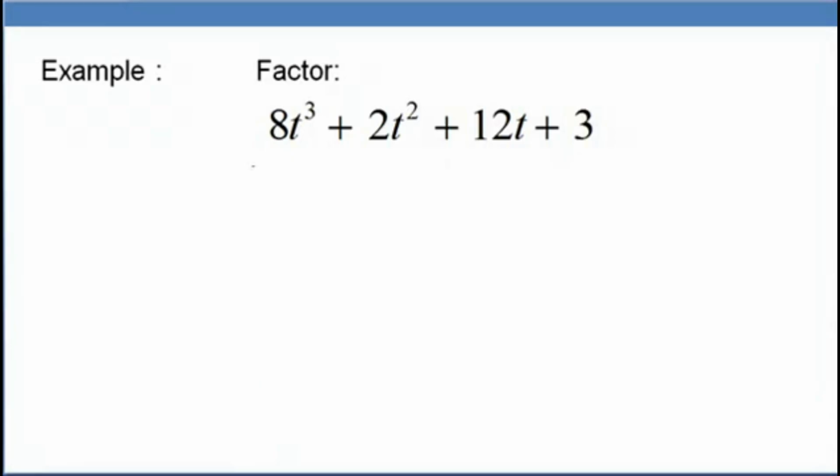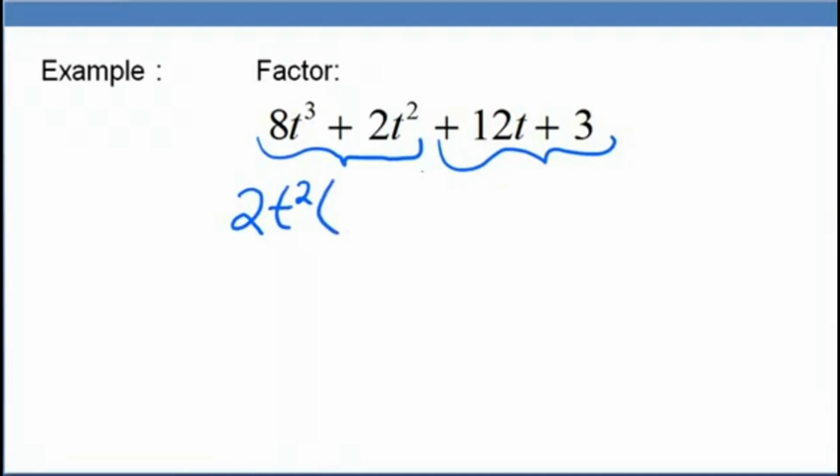So we're going to factor, and we have 4 terms. That's our clue to try grouping. So we're going to make 2 groups. And from our first group, we can take a 2 and a t squared. And then to get back there, we're missing a 4t. We have the entire piece for the second part, but we have to multiply by something. So we'll multiply by a positive 1.